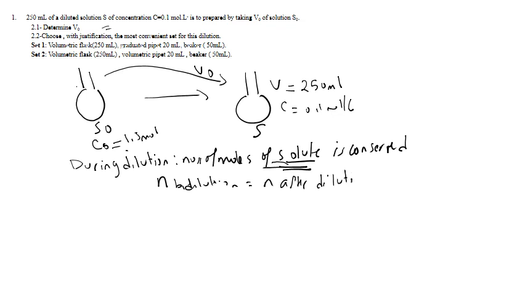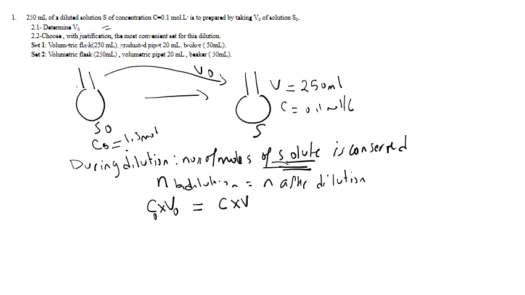And we all know that number of mole is concentration times volume. Before dilution, the concentration times volume is for solution S0, so we write C0 times V0. After dilution, the number of mole of solute is concentration times volume for solution S, so write C times V.